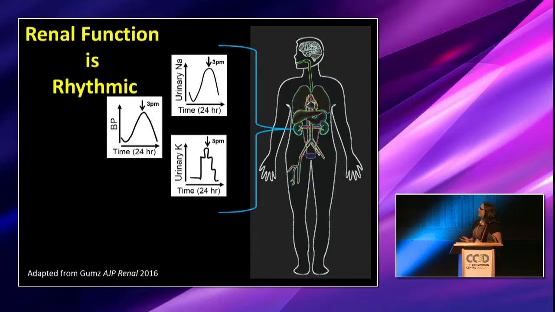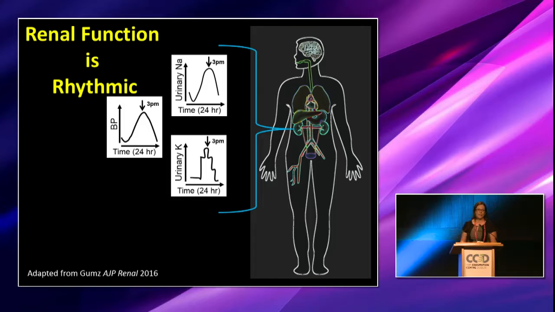Evidence suggesting that renal function is rhythmic has actually been around for quite a while. Here I've summarized some clinical studies that were done going back several decades, if not longer. These studies come from human experiments looking at renal function. In each of these graphs that I've redrawn, we're looking at urinary sodium, blood pressure, or urinary potassium excretion on the y-axis, and a typical 24-hour day on the x-axis. Urinary sodium varies with this circadian pattern, so does blood pressure, and also urinary potassium excretion.